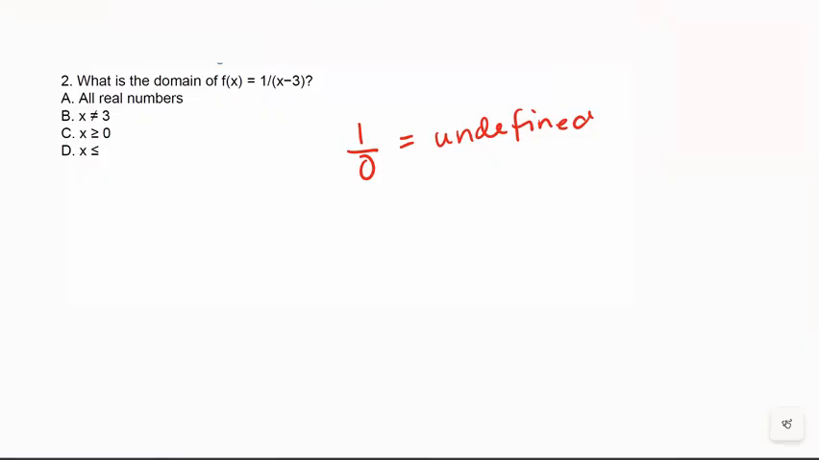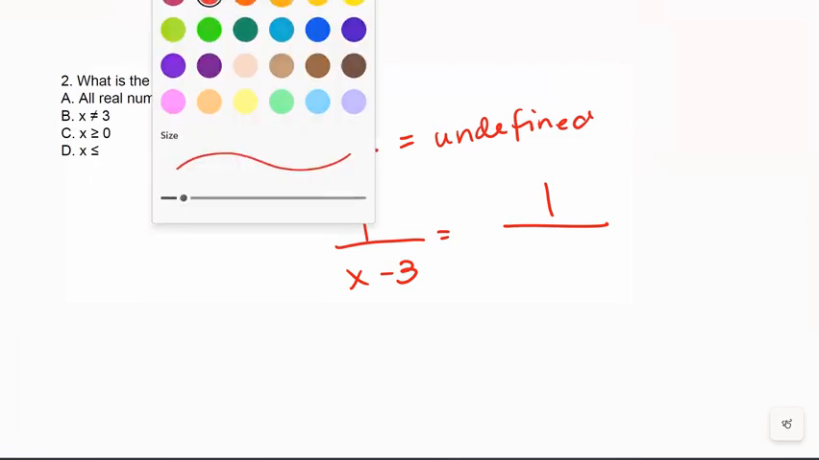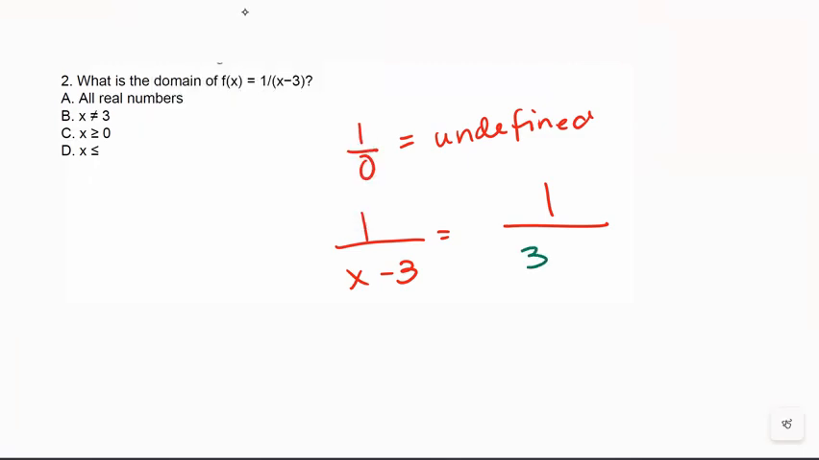Okay, let's solve the problem. 1 over x minus 3. If I plug in 3 minus 3, help me. What's 3 minus 3? 0. 1 over 0. This is undefined. That's the rules of mathematics. A fraction with 0 in the denominator will give you an undefined value or imaginary. We're good? Yes.